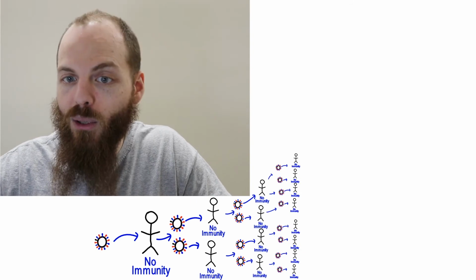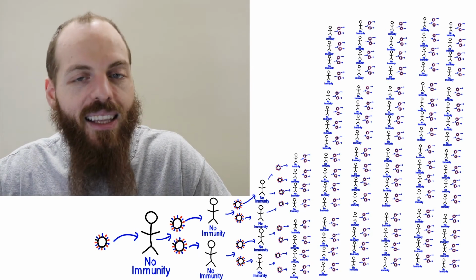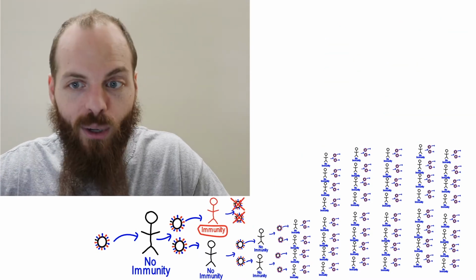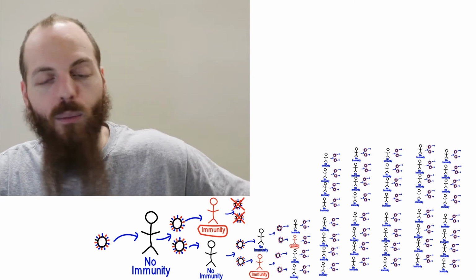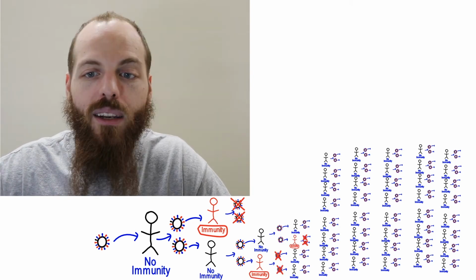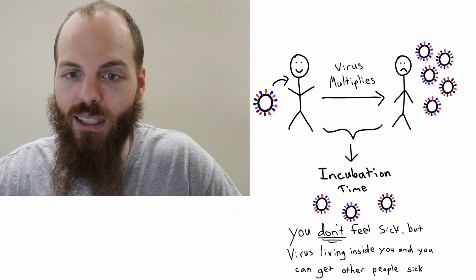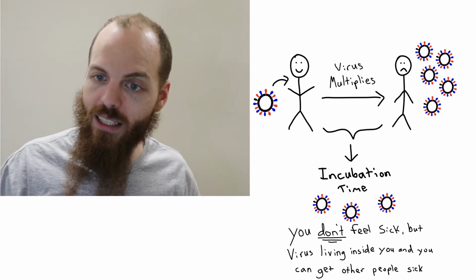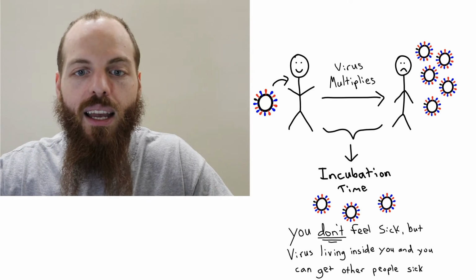With things like the common cold or the flu, some people have immunity, and they act like a dead end for the spread. But when everyone can get it, there's no more dead ends, and it can just keep spreading from person to person to person. Another dangerous part of this virus is that there's a long incubation time. That's the time it takes from when the virus first gets inside your body and when you start to feel sick.